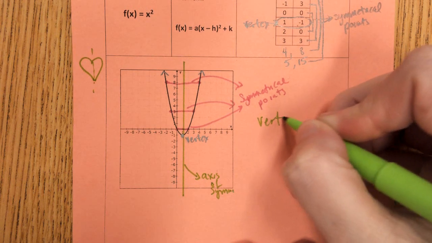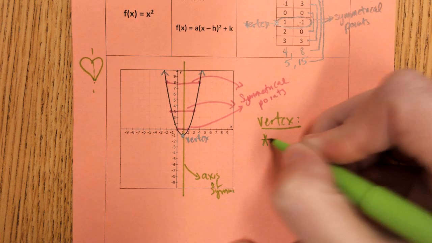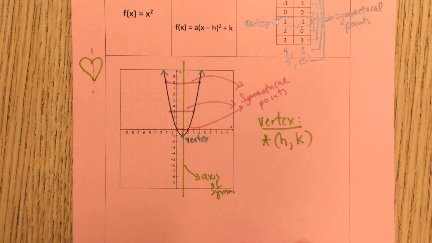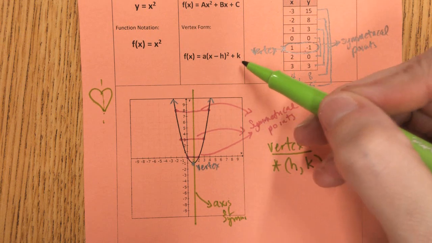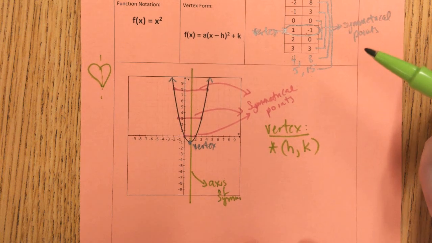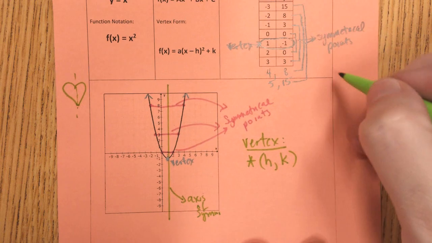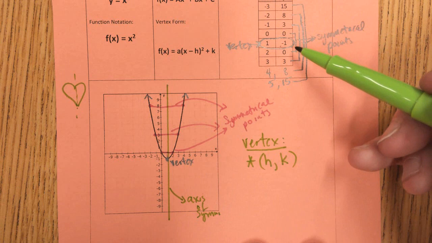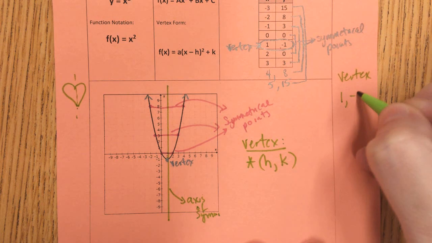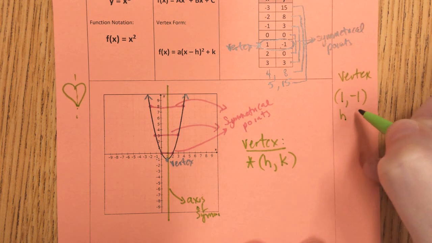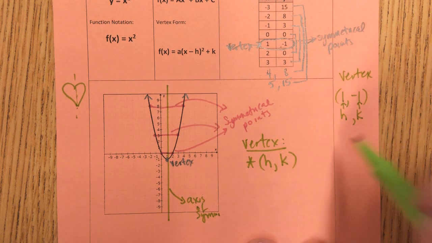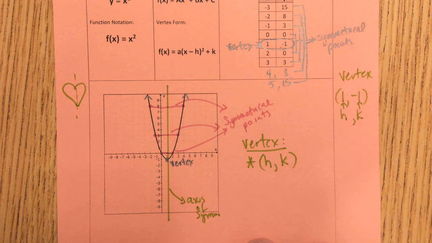So we have vertex. The vertex has two important points. It's H, K. That's what's awesome about this form, is it gives me H and it gives me K, which are both important parts of the vertex. So let's pretend that I have a vertex here. What is the vertex of this graph? Well, the vertex of this graph is 1, negative 1. That means H, K, so 1 is H, K is negative 1. I could put it into that formula and figure out what the vertex form is, which we will do later.